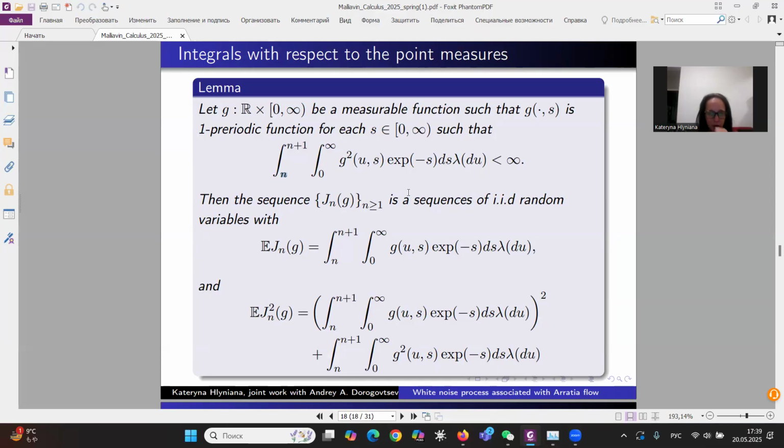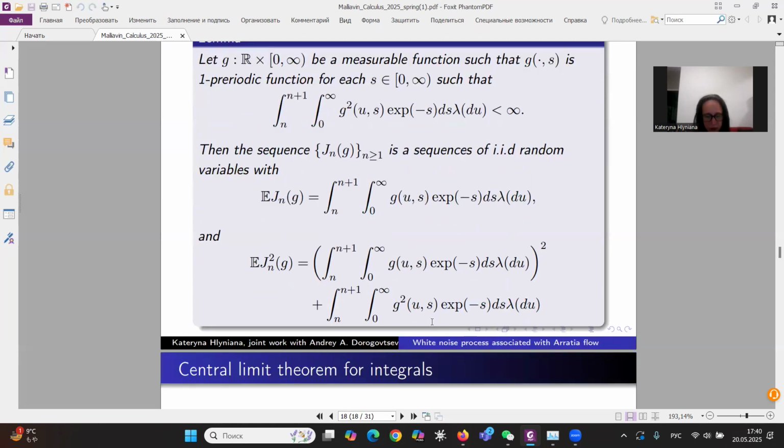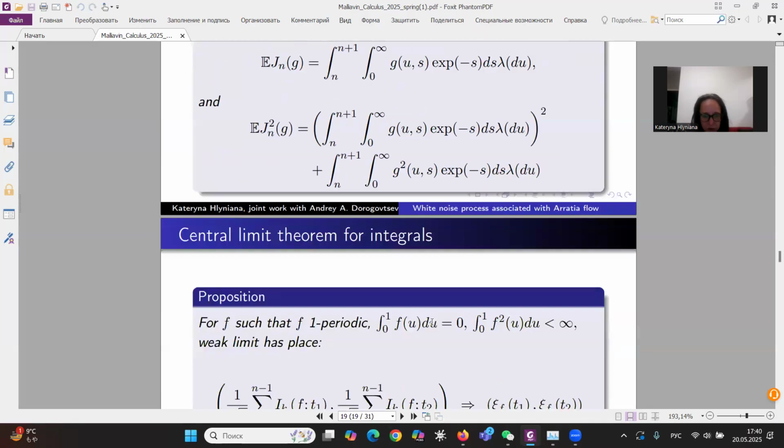And we should have the following assumption on function g. Here we assume that g is one-periodic with respect to the first variable, for any fixed s. And on the assumption that this integral is finite, we will have finite moments for the integral J_n, like for the integral with respect to the space-time point process. And again, if we know moments, then we can easily get the central limit theorem for these integrals.